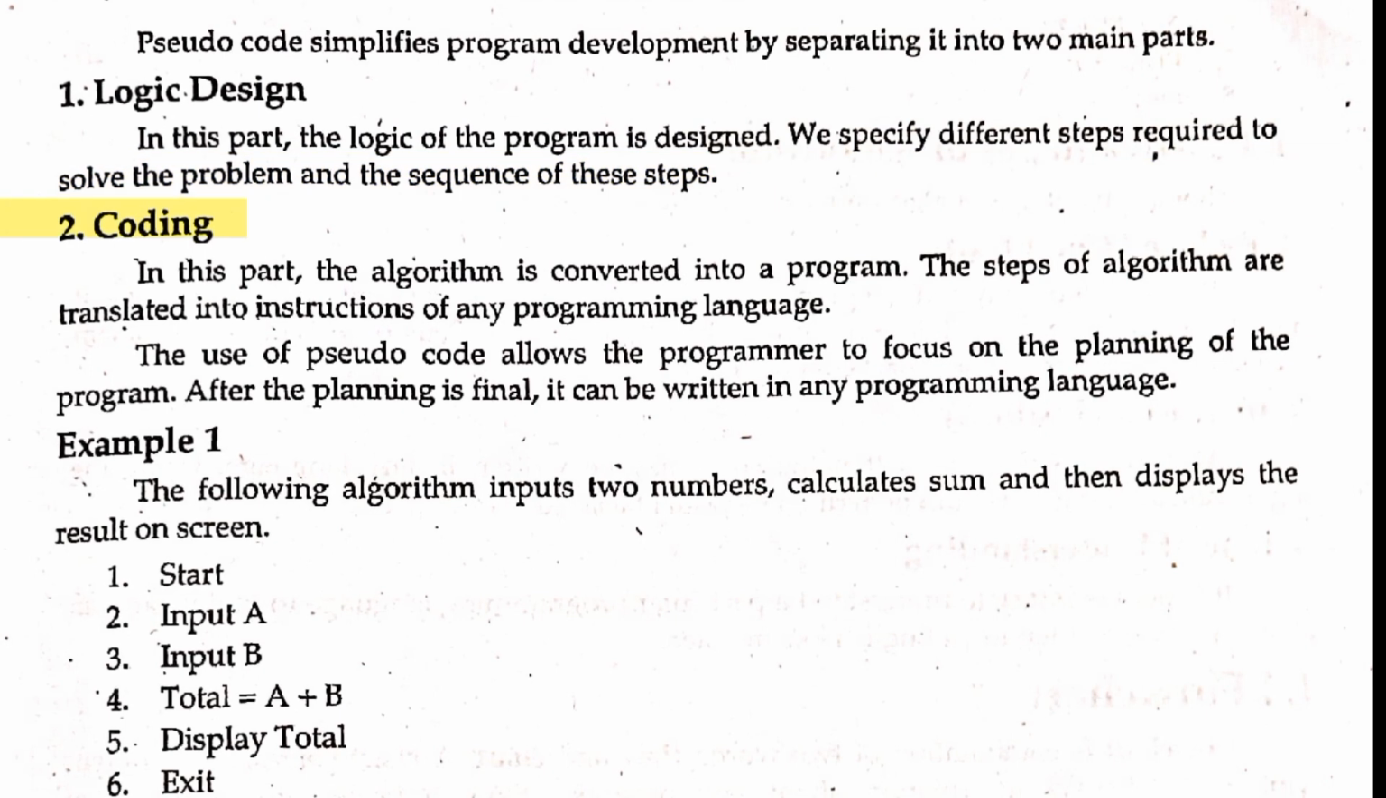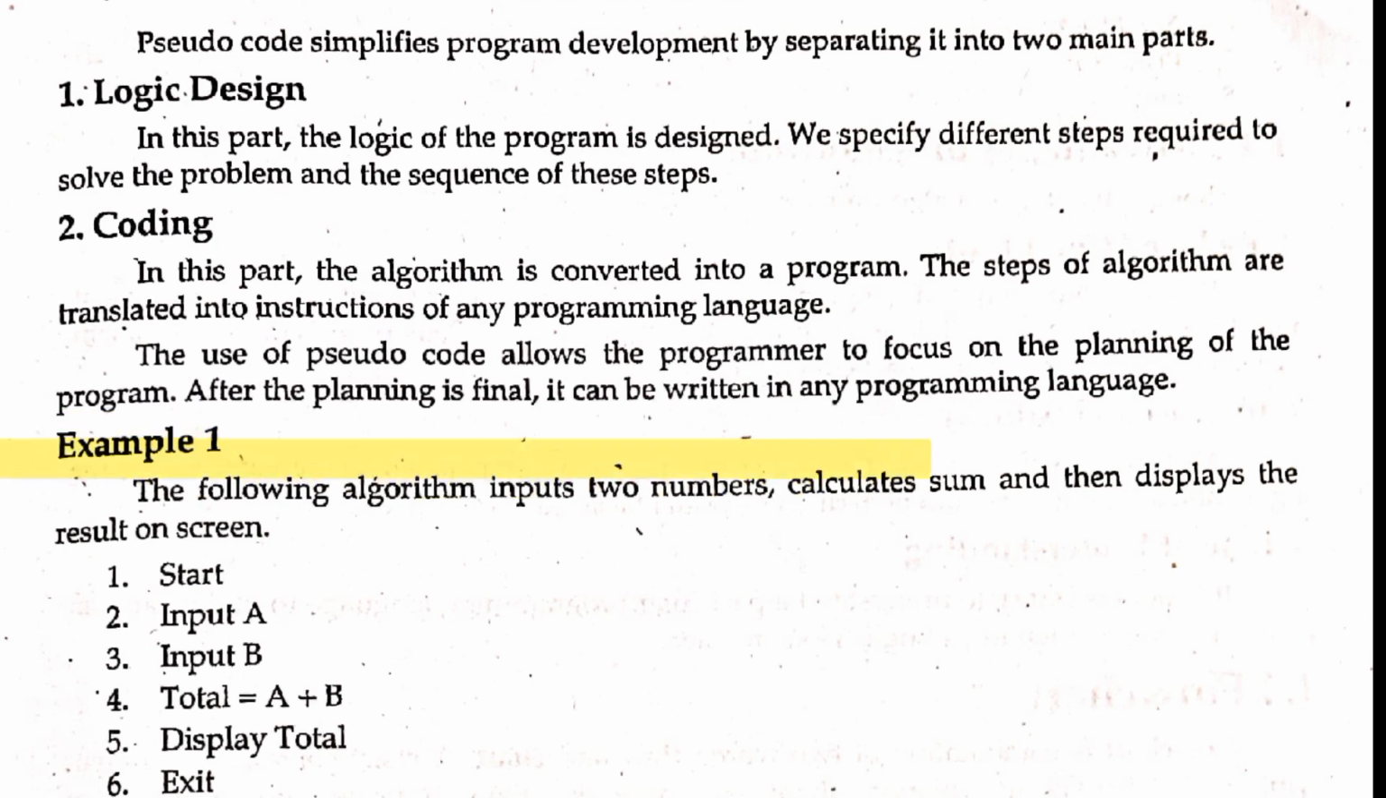2. Coding. In this part, the algorithm is converted into a program. The steps of algorithm are translated into instructions of any programming language. The use of pseudocode allows the programmer to focus on the planning of the program. After the planning is final, it can be written in any programming language.